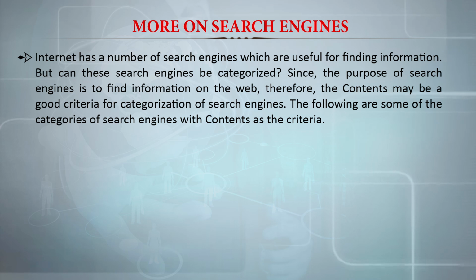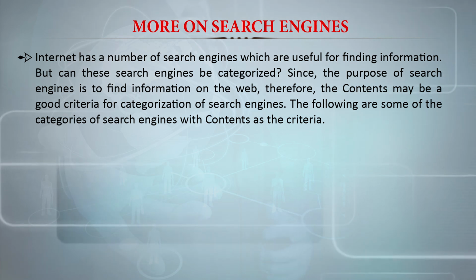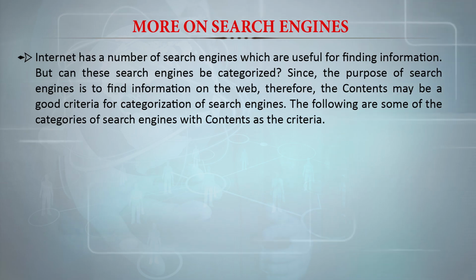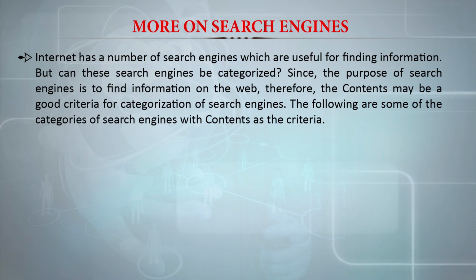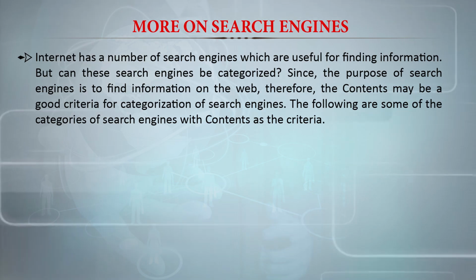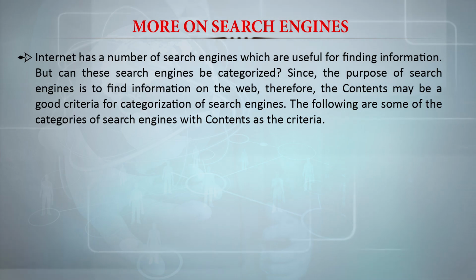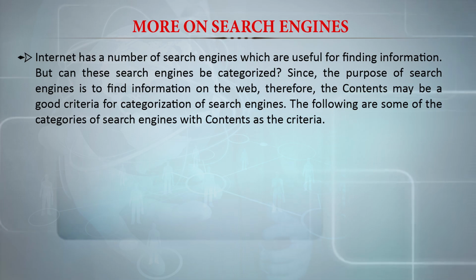The internet has a number of search engines which are useful for finding information, but can these search engines be categorized? Since the purpose of search engines is to find information on the web, the contents may be a good criterion for categorization of search engines. For example, some of the categories of search engines with contents as the criterion are presented.